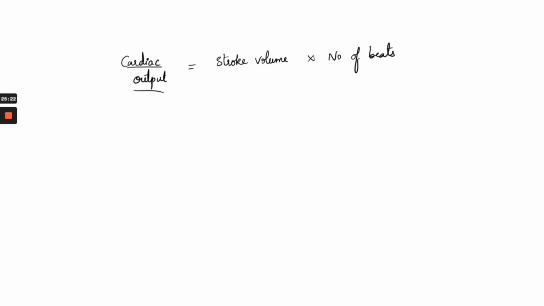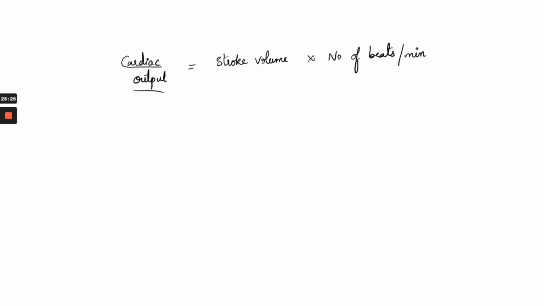Now let us calculate the output. Okay. So cardiac output is very important. Cardiac output. How can we calculate the amount of blood pumped per 1 minute? Stroke volume into number of beats per minute.